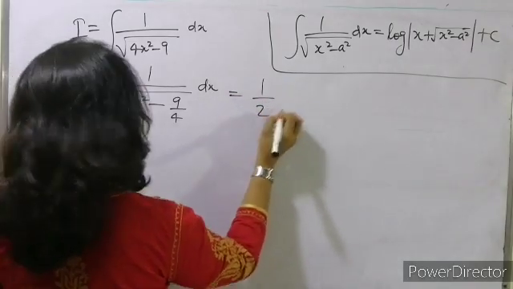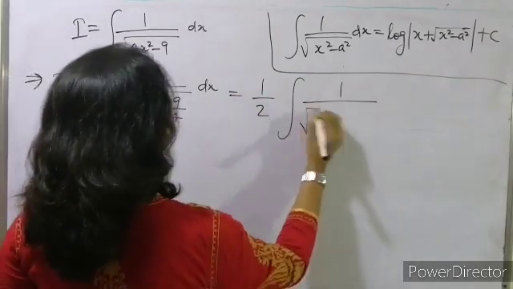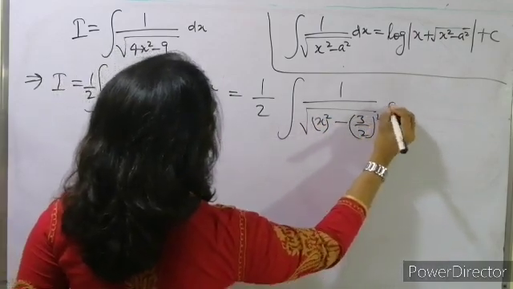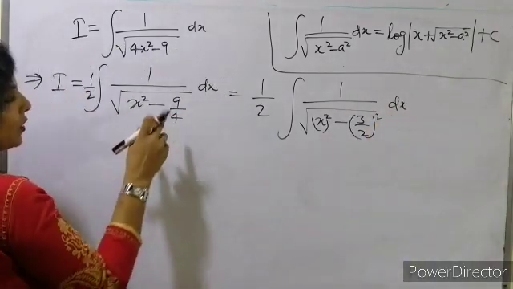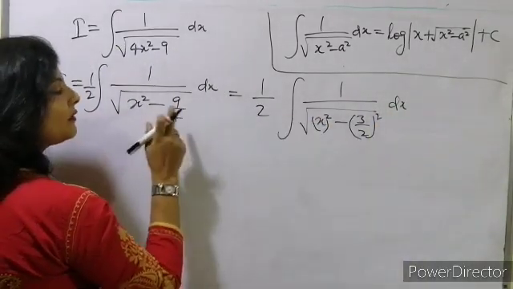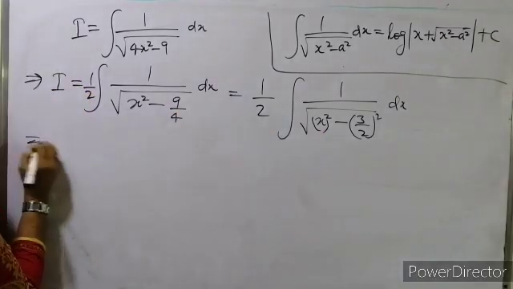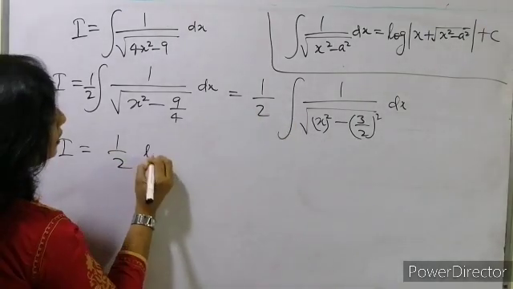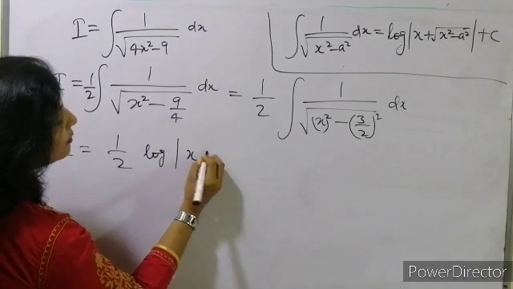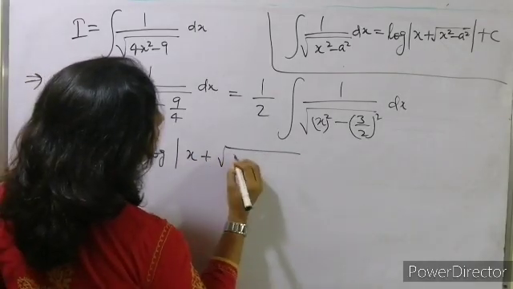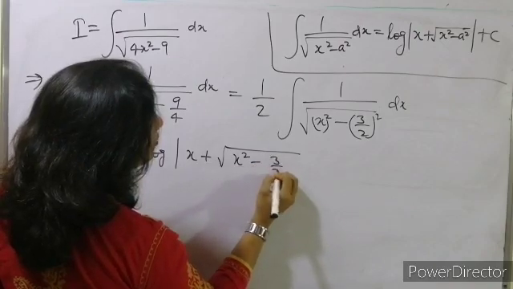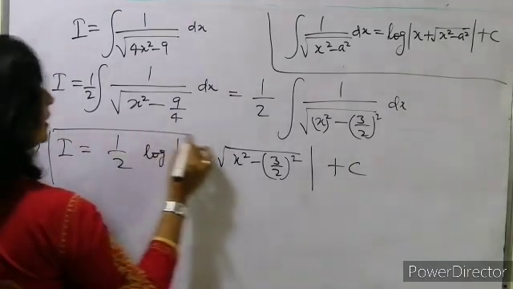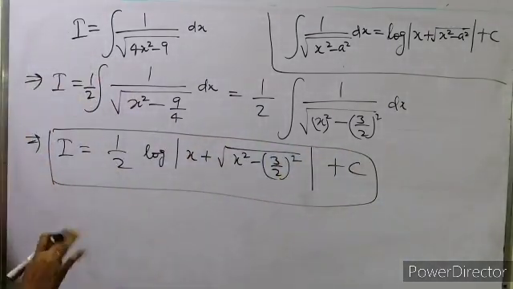So it will be 1 upon 2, 1 upon square root of x square minus 3 upon 2 whole square dx. 3 upon 2 why? Because 9 का square root 3 will be, 3 का square will be 9 and 2 का square will be 4. So I का value क्या होगा? 1 upon 2 into, for this one जो formula है, that is log of x plus square root of x square minus 3 upon 2 का square plus c. So this will be the integral of this function with respect to x.